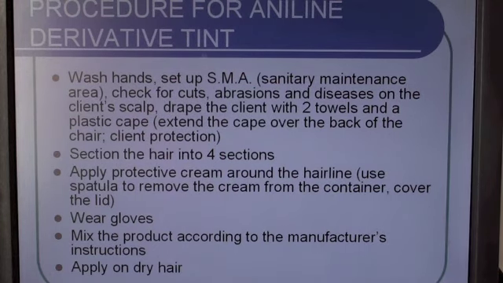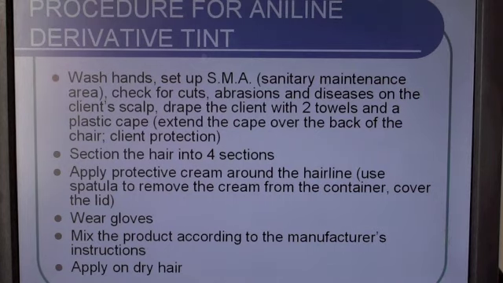So we will wash our hands, set up the sanitary maintenance area, which is also called SMA, check for cuts and abrasions on the client's skin, drape the client with 2 towels because it's a color service, and with a plastic cape, and you extend the cape over the back of the chair, which is a client protection. We're going to section the hair into 4 sections. All colors would be sectioned into 4 sections, color applications.